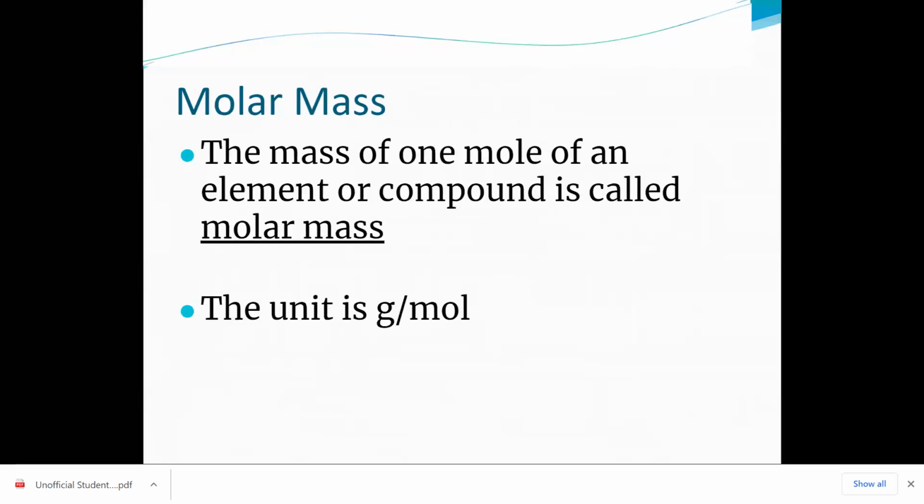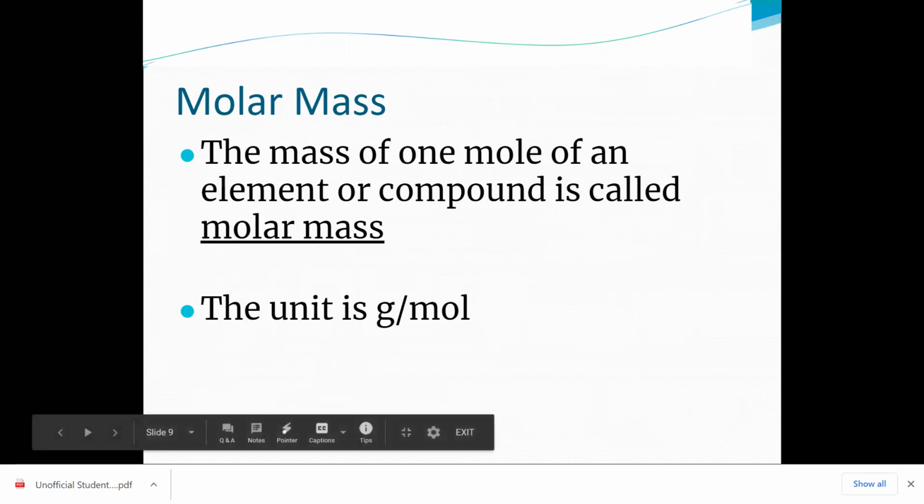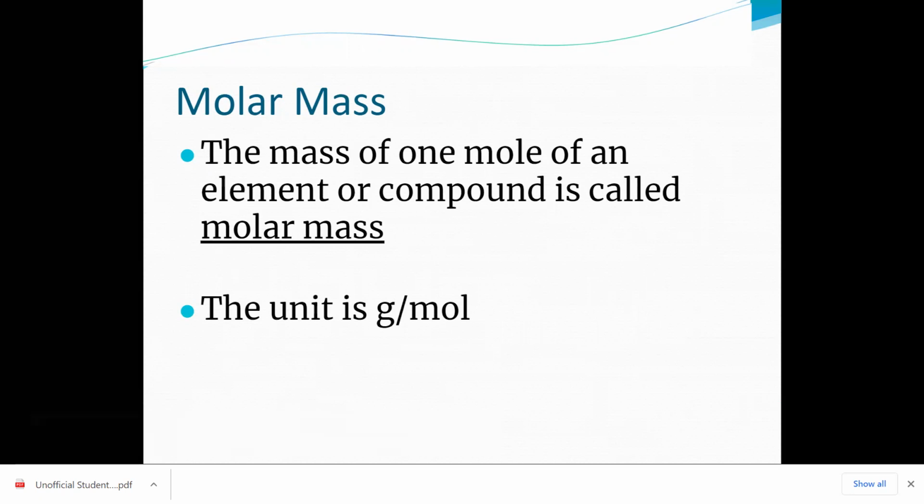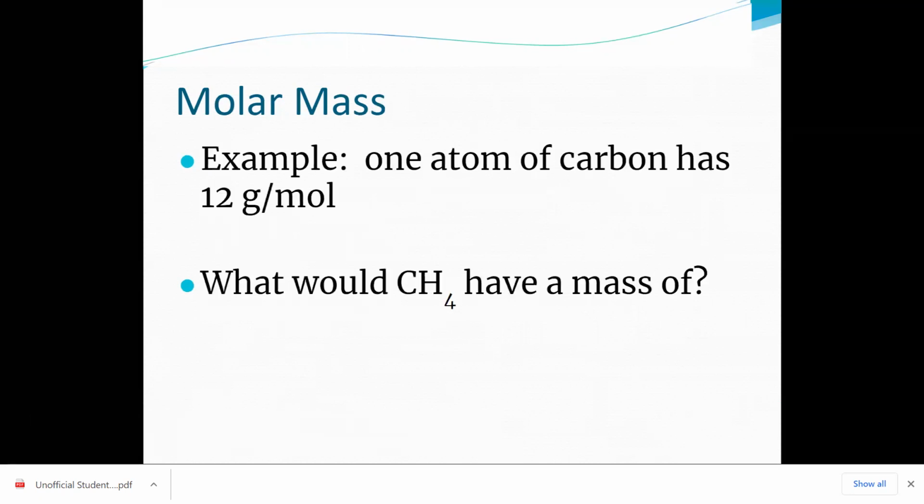Molar mass is the mass of 1 mole of an element or compound. And the unit for that is always going to be grams per mole. And so you are going to find molar mass on the periodic table. So let's look at the periodic table so that you can find where you're going to figure out molar mass, okay?